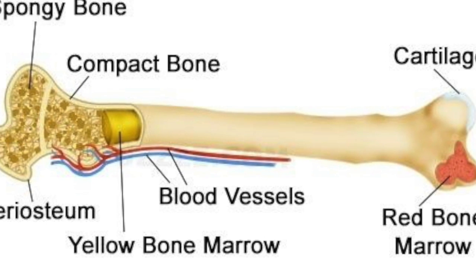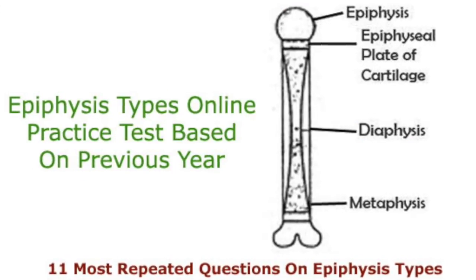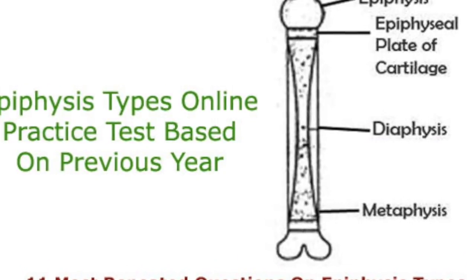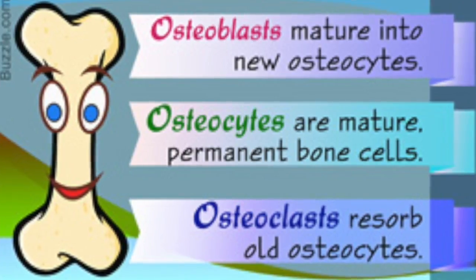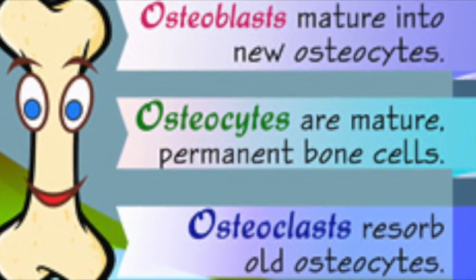Middle long part, diaphysis. Top and bottom ends, epiphysis. Osteoblasts build new bone. Osteoclasts destroy old bone. Done.